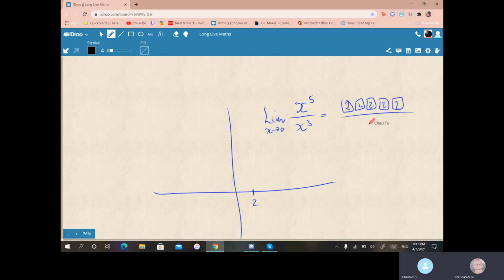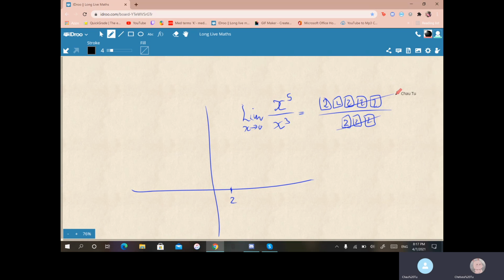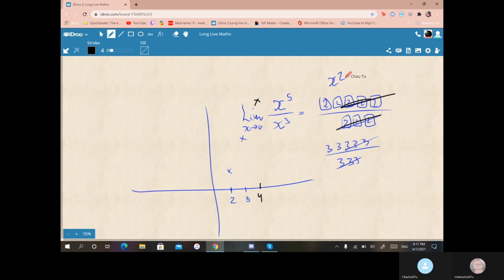2 to the power of 5 is 32. Just cancel them out. So it's going to be 4? Yeah, because you simplified it. What happens when it's 3? So it's 3 times 3 times 3 times 3 times 3 divided by 3 times 3. It just jumps to 9. Okay. If you think about it, Chelsea, you can simplify this as being like x squared. Anyway, if you were to sketch it, what would it look like?